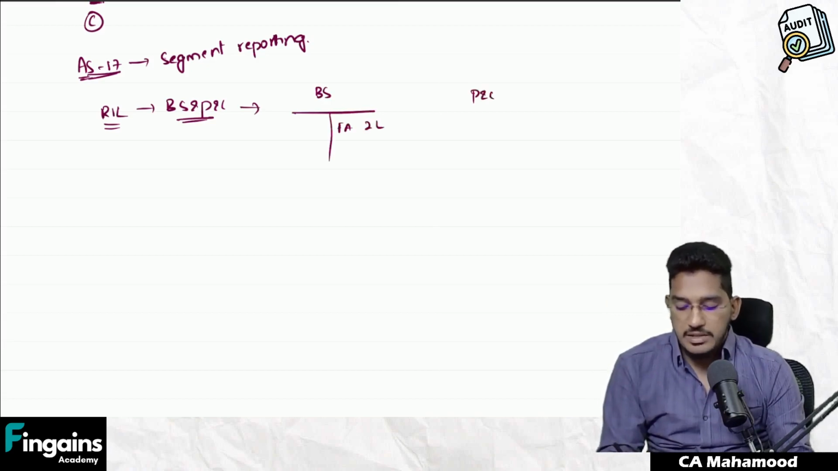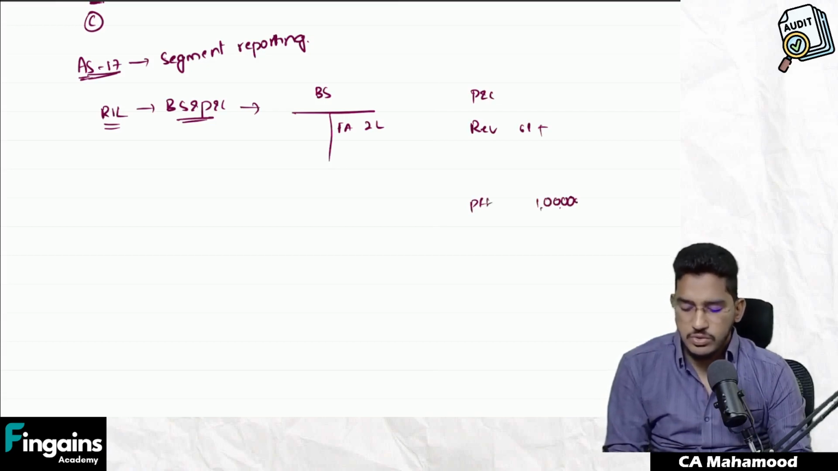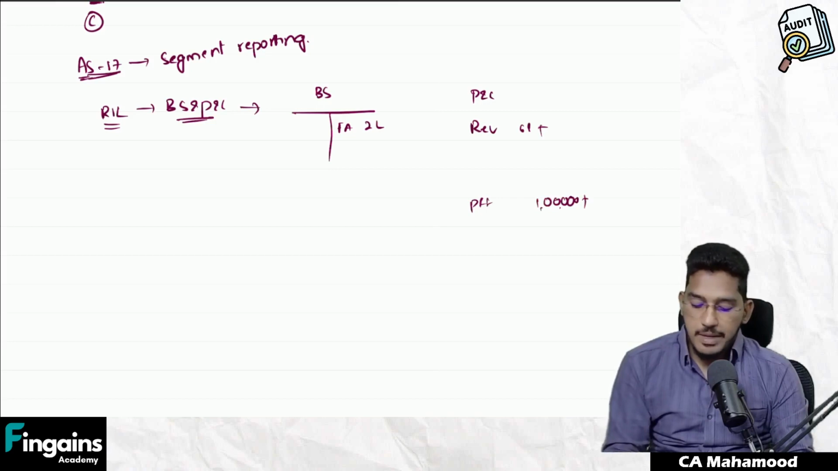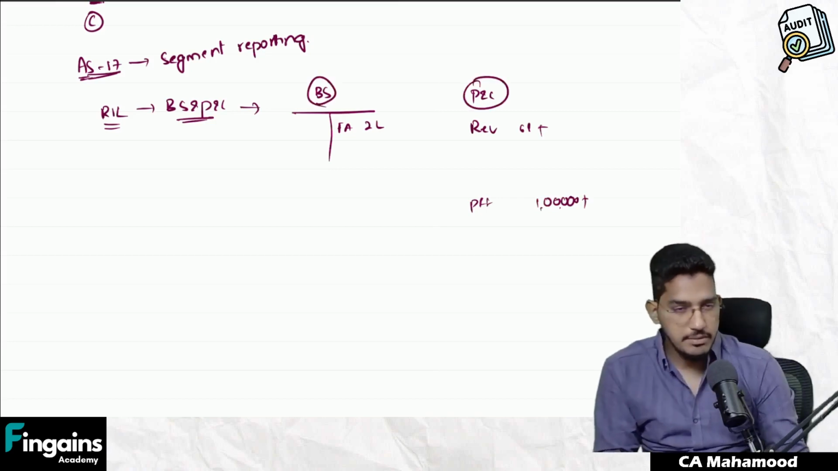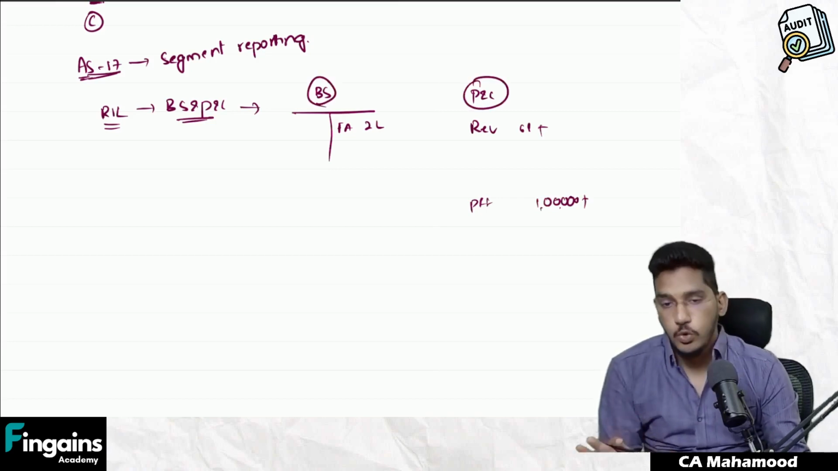Similarly, if you open the P&L statement, you will be able to see the total revenue of the company, 6 lakh plus crores, and the total profit of the company, some 1 lakh plus crores. So whatever balance sheet or P&L you see for the company, that is the performance of the company as a whole.